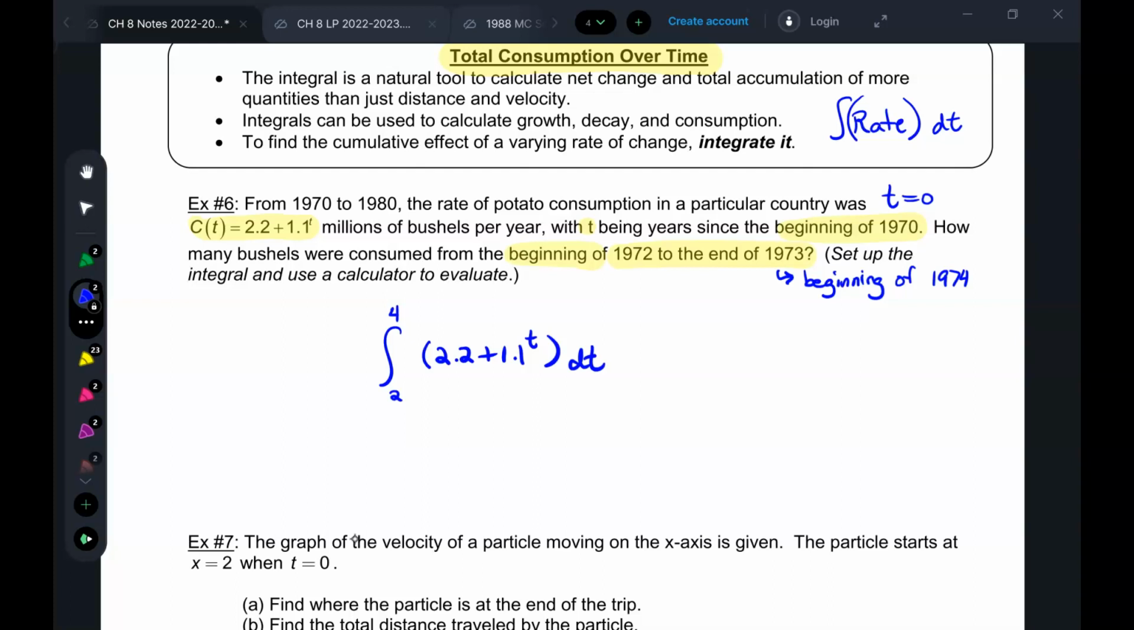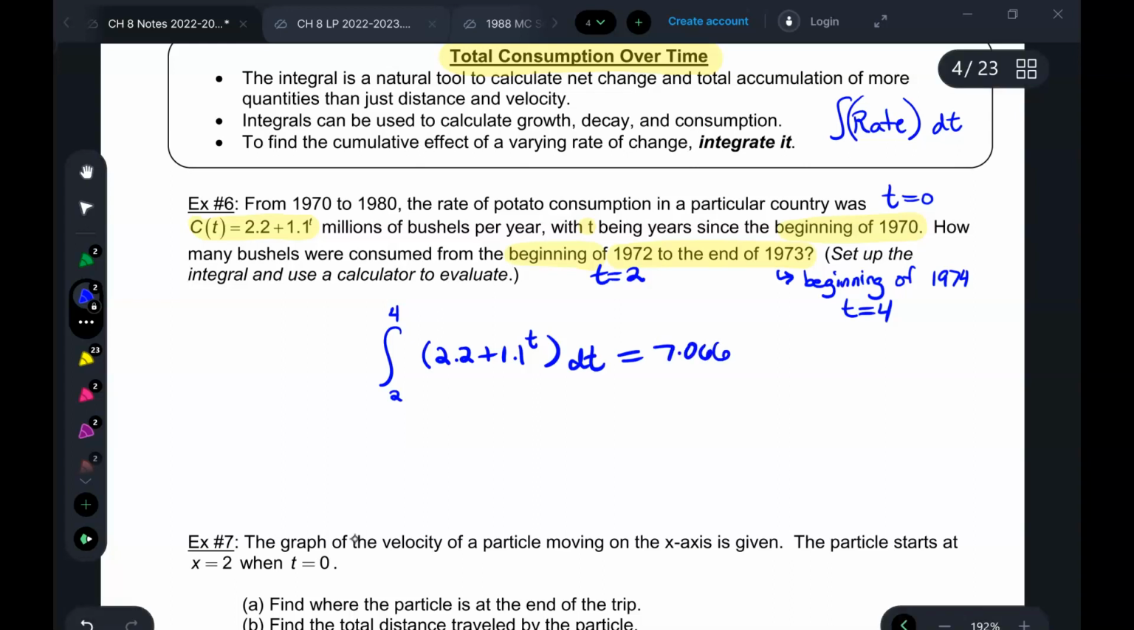No, because if the beginning of 1970 is 0, what would 1972 be? The beginning, isn't that 2 years later? Oh, so you added it from 0. Yeah, if this is 0, 1972 would be t equals 2, and this would be t equals 2 to t equals 4. Oh, I see. Okay, did we get an answer? 7.066. Sounds good.